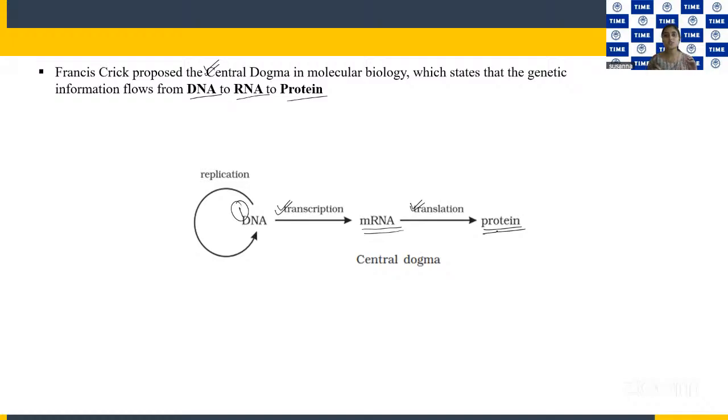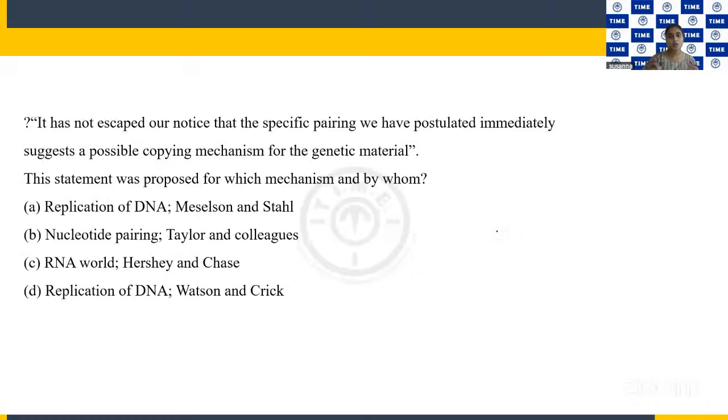We have almost 8 questions following this. Let's see whether we can answer these questions. The first question is: it has not escaped our notice that the specific pairing we have postulated immediately suggests a possible copying mechanism for the genetic material. This statement was proposed by, for which mechanism and by whom?